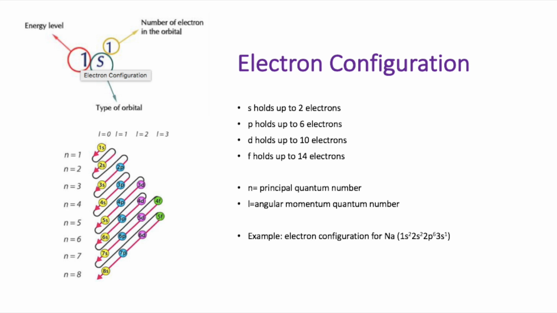Now following the path, we will fill the 2s orbital with 2 electrons. Next, fill the 2p orbital. We can place 6 electrons in this orbital since it's the p orbital. Looks like we have 1 more electron to go and we will give it to the 3s orbital. Now it's time to combine the orbitals to get the complete electron configuration, which is seen at the bottom of the slide. 1s2, 2s2, 2p6, 3s1.